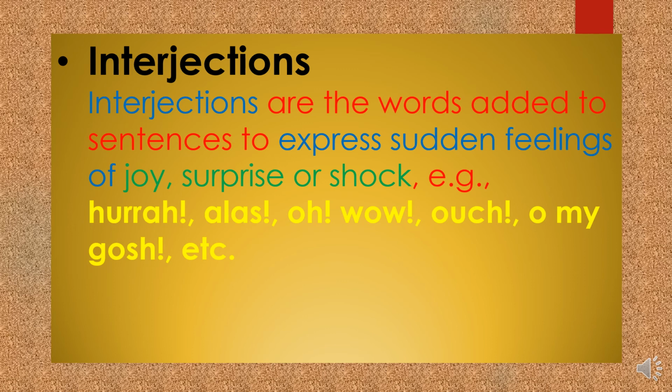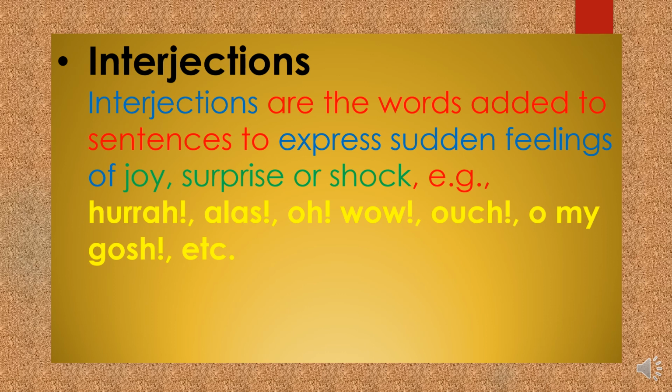See the words: hurrah, alas, oh, wow, ouch, oh my gosh. So all these words which are used to express our sudden emotions, which are also exclamatory sentences, are known as interjections, and they are always punctuated by exclamation marks. Hurrah, alas, oh, wow, ouch, all these end with an exclamation mark. So these are interjections. Hurrah, we won the game!